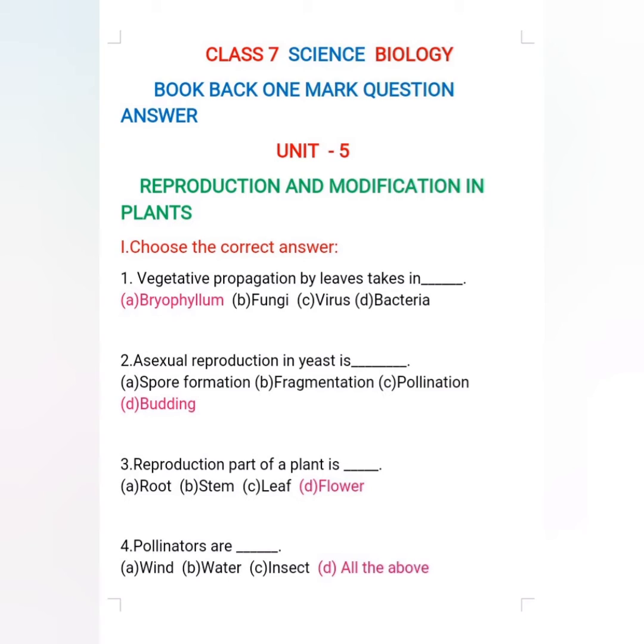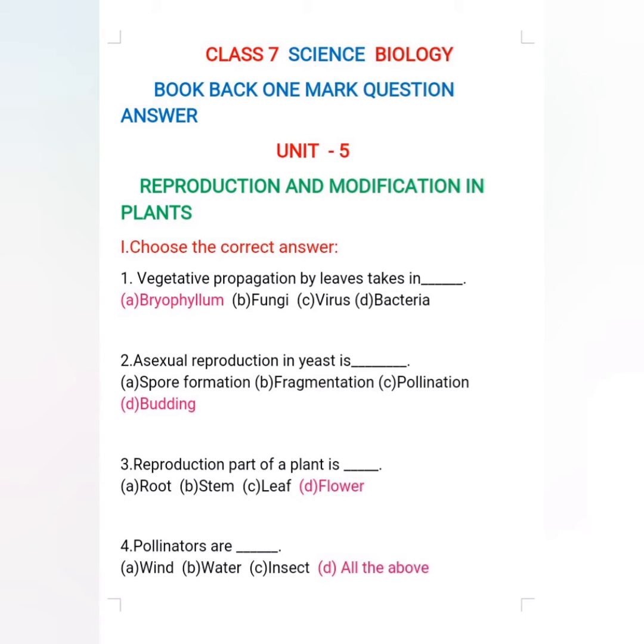Book back 1 mark question answers. First, Unit 5, Reproduction and Multiplication in Plants. First Roman, choose the correct answer. First question, vegetative propagation by leaves takes place in dash. Options are Bryophyllum, fungi, virus, bacteria. The correct answer is Bryophyllum.